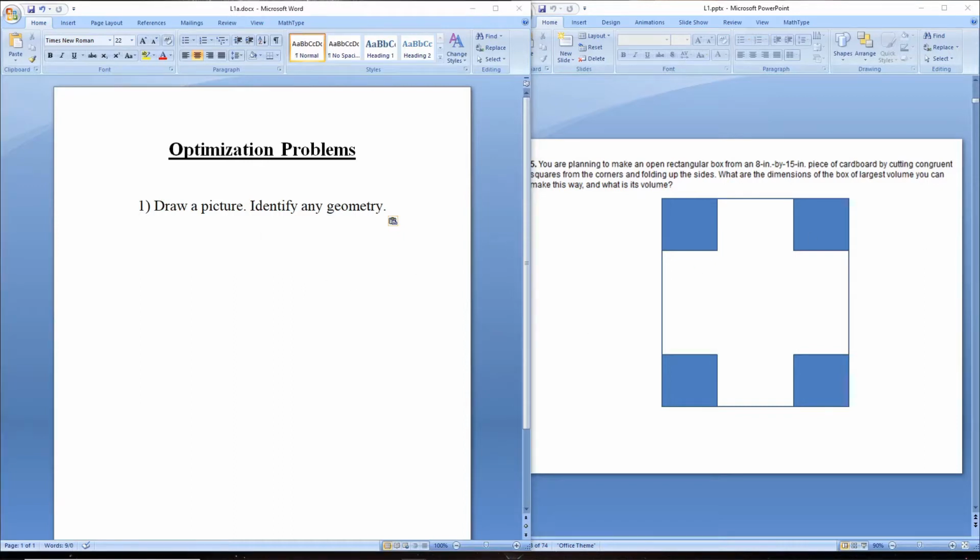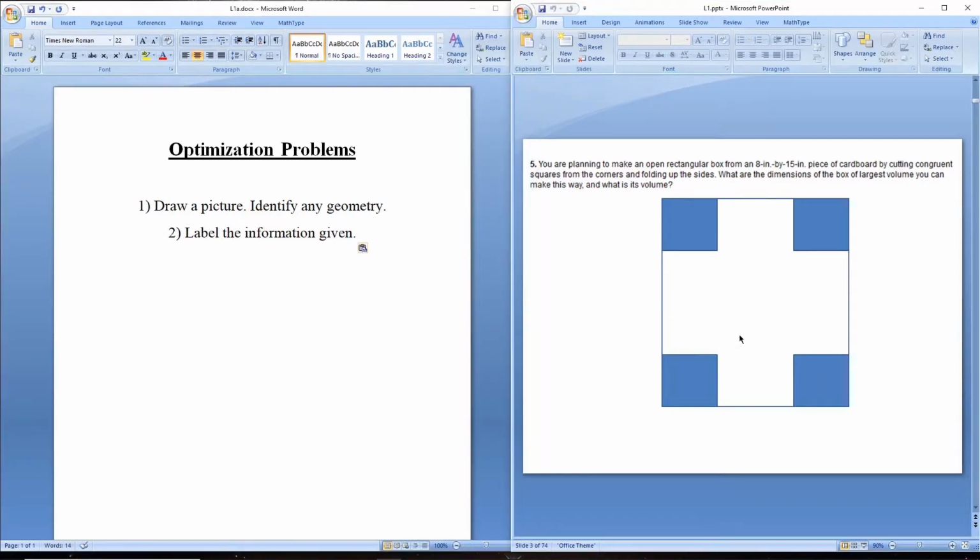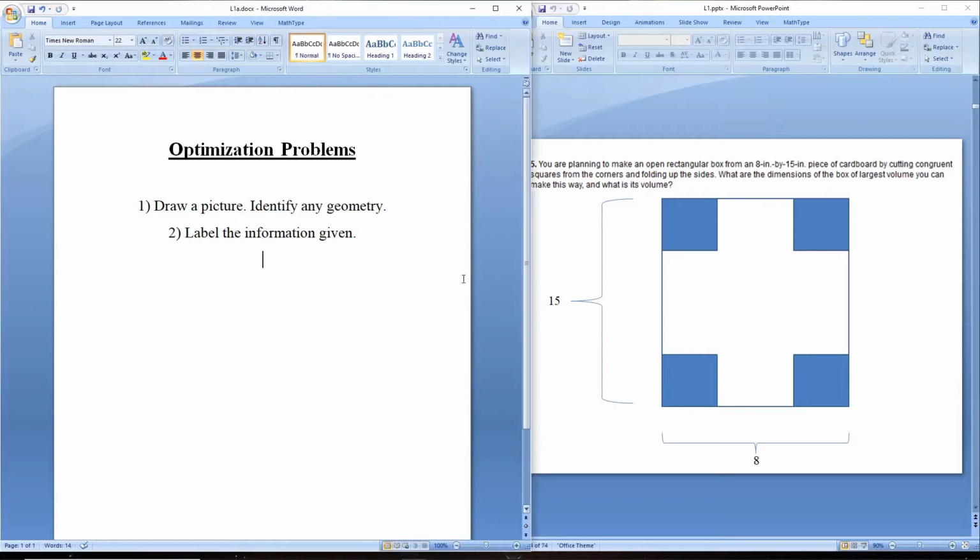The next thing that's good to do is to label the information given. So we have our picture, and we're trying to build it up with our information. It tells us we have a box that's an 8 by 15. So let's just put that information on there, an 8 by 15. And that's all we can do, information-wise.